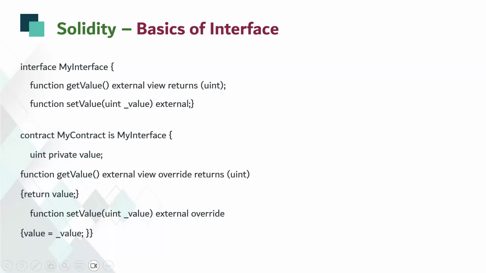Interfaces are typically used when you want to interact with external contracts or define a set of functions that multiple contracts should adhere to. By utilizing interfaces, you can ensure interoperability and enable contract compositions that rely on predefined function signatures. It's important to note that interfaces cannot inherit from other contracts or interfaces. They only define function signatures and don't contain any other contract-level declarations.